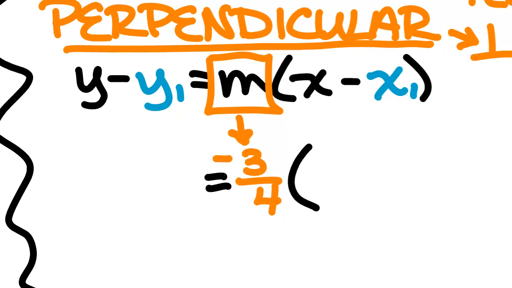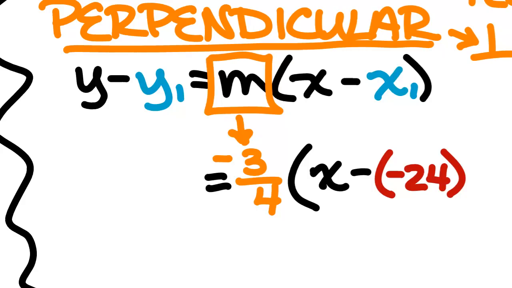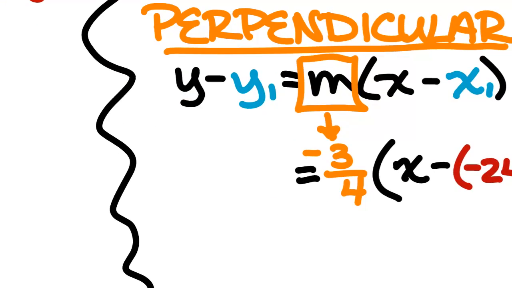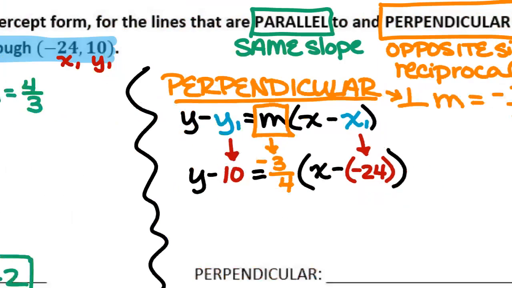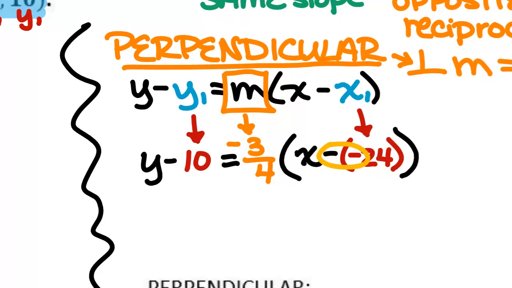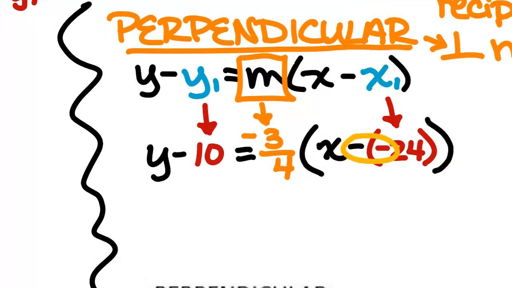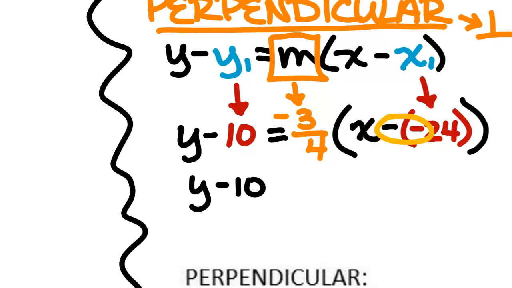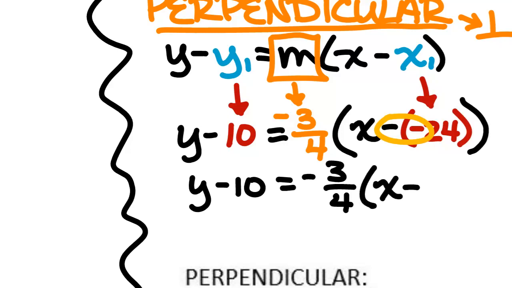Inside the parentheses, we're going to have x minus negative 24, just like before. And on the other side, it's going to be y minus 10, just like before. 10 in the place of y1, negative 24 in the place of x1. This turns into addition. So y minus 10 equals negative 3 over 4 times x plus 24.